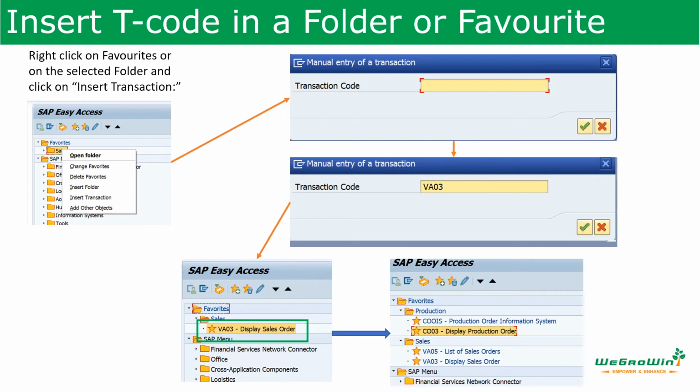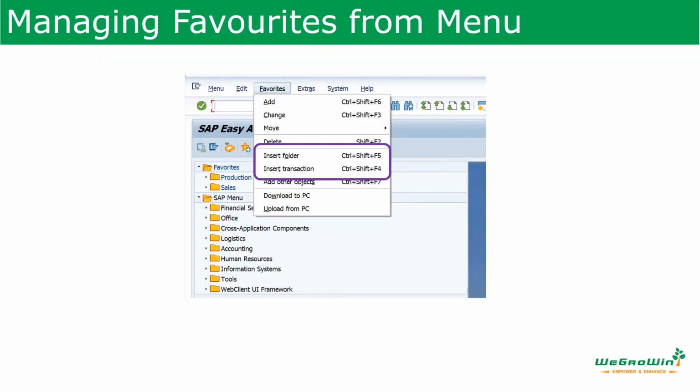Like this, when we add the folder and transaction, it will look like this. For example, here in this folder, we have production related things, COIS, CO03. Similarly, sales, VA03, VA05. We can also manage the favorites from the menu, right? So you go to the favorites in the menu page, the menu section. There we see insert folder or insert transaction. Two options are there. You can use one of these options.